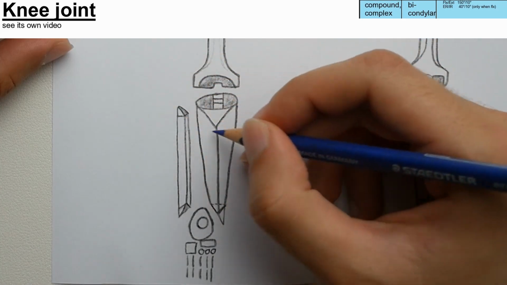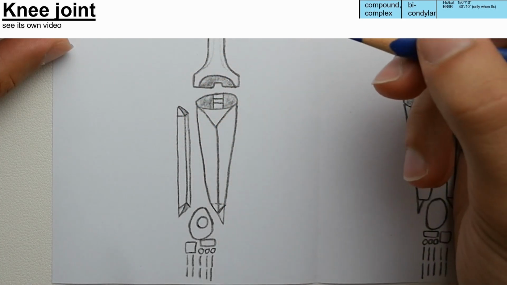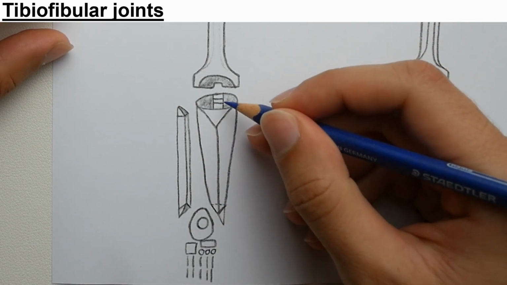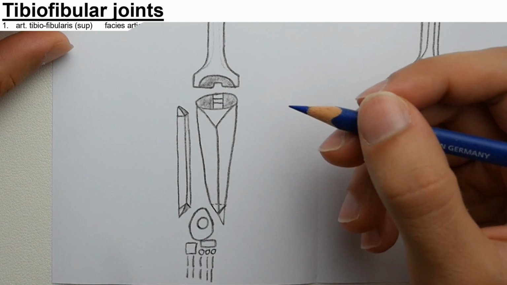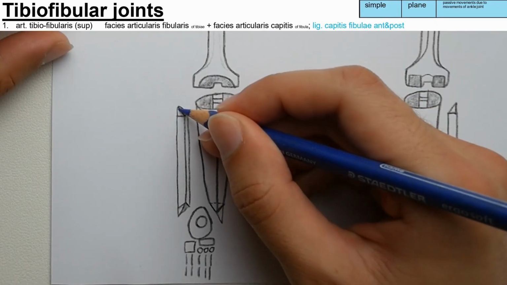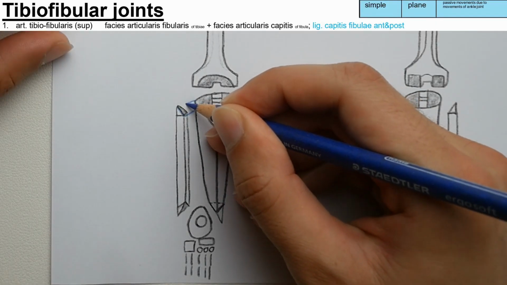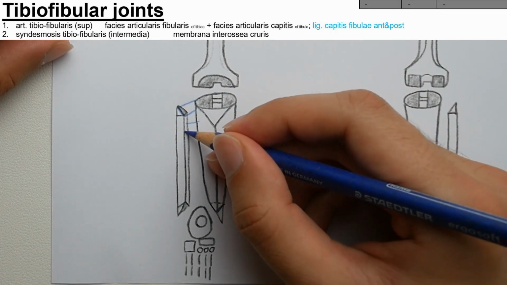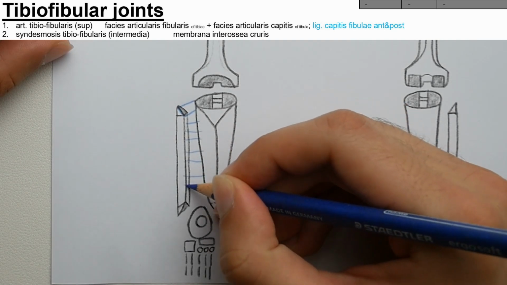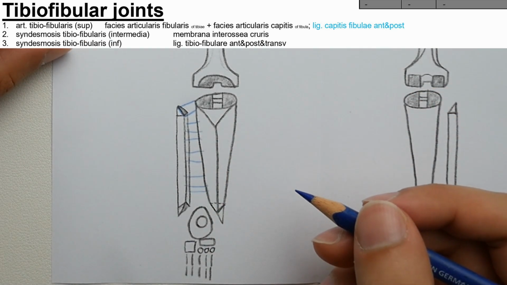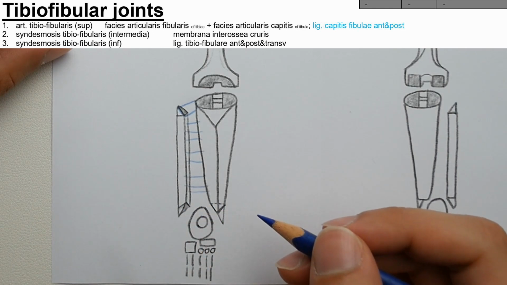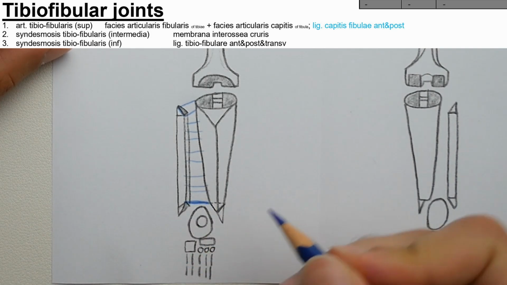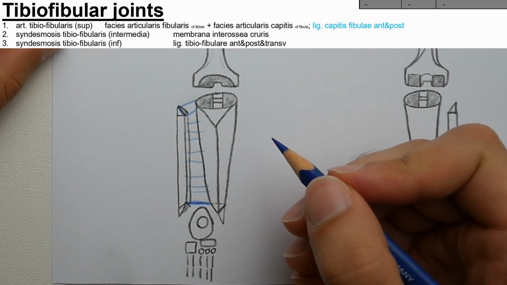The knee joint is discussed in a separate video, since it is the most complicated joint in the human body. The tibia is connected to the fibula by 3 joints: articulatio tibio-fibularis with its ligamentum capitis fibulae, syndesmosis tibio-fibularis intermedia, which is made of membrana interossea cruris, and syndesmosis tibio-fibularis inferior, which is made of ligamentum tibio-fibulare anterior, posterior, and transversum.